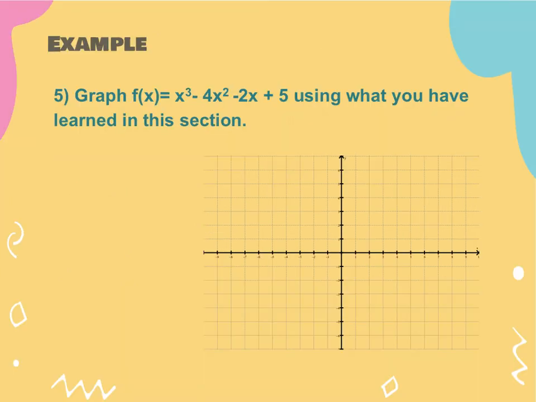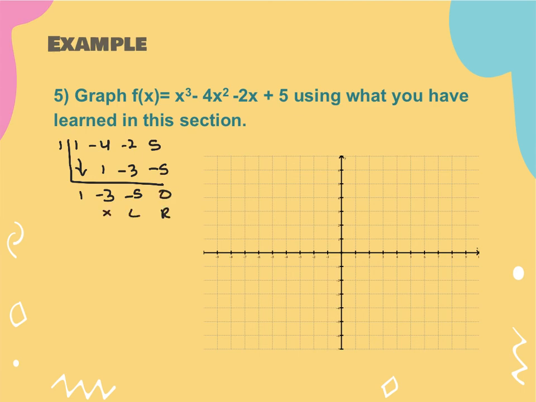Okay, so the next polynomial we need to graph is x to the third minus 4x squared minus 2x plus 5. So let's go ahead and take a look at the Desmos graph. Let me do synthetic division using positive 1. So 1, negative 4, negative 2, positive 5. Bring down the 1, multiply, add the column, multiply, add the column, multiply, remainder is 0.